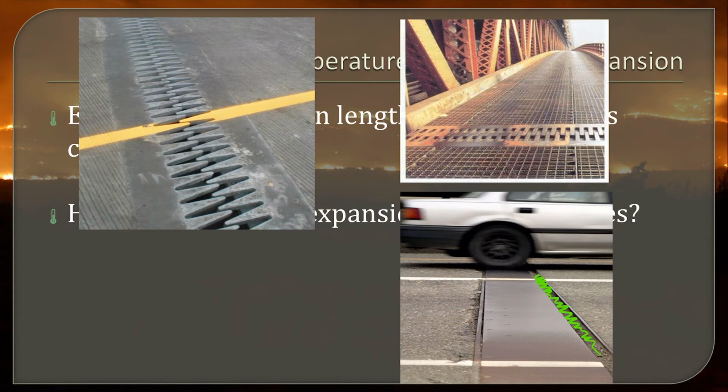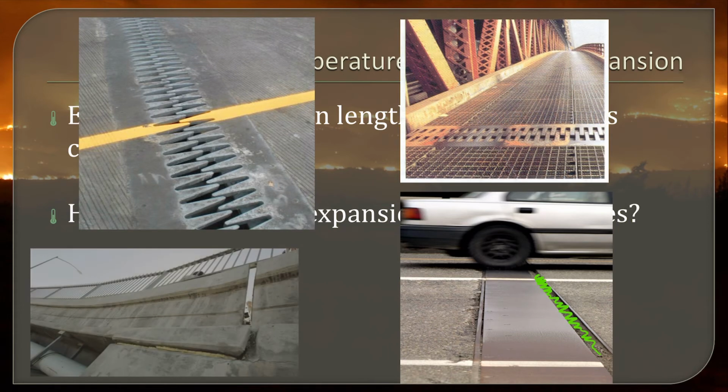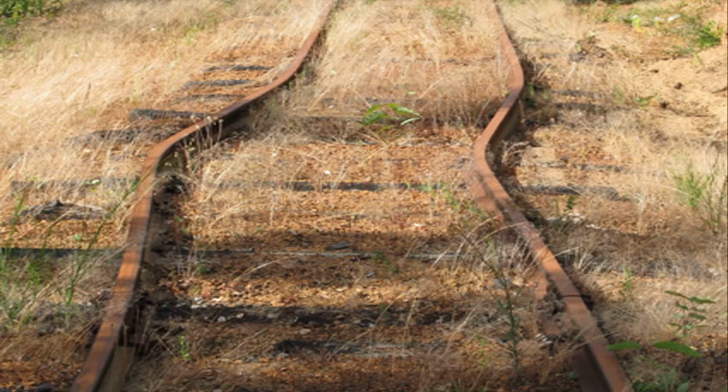Another example. And another example. It's not a broken bridge with that gap. It's just so as the bridge gets hotter, it has a place to expand. Or here were railroad tracks. Got too hot, they expanded, had no place to go, so they bumped sideways.